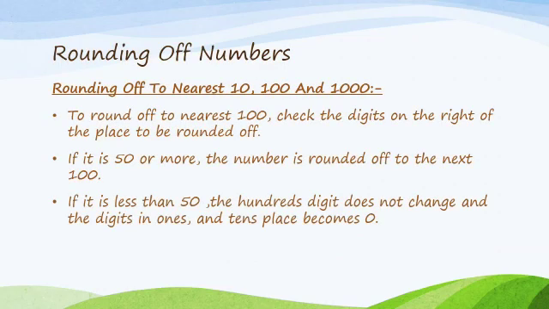If you have to round off to the nearest 100, check the digits on the right of the place to be rounded off. If it is 50 or more, the number is rounded off to the next 100. If it is less than 50, the hundreds digit does not change and the digits in the ones and tens places become 0.